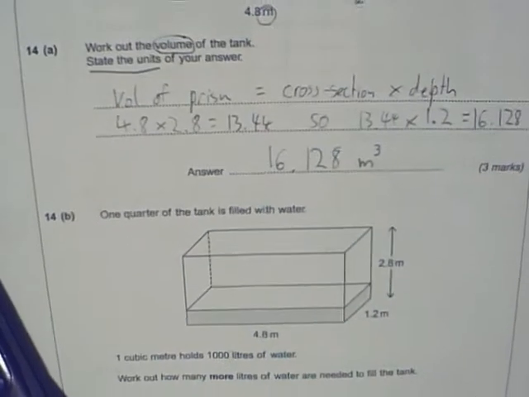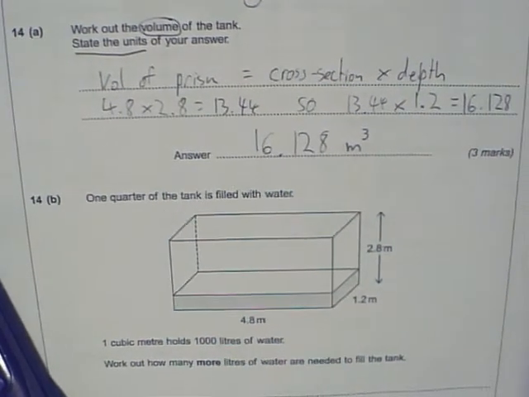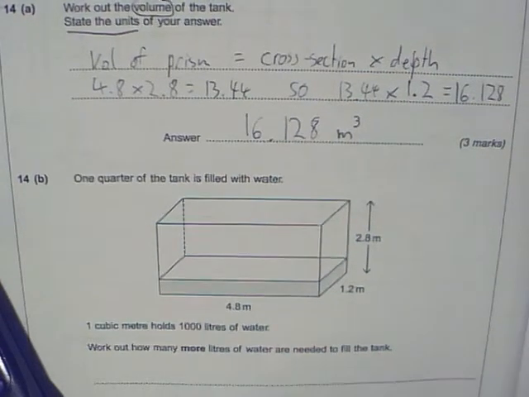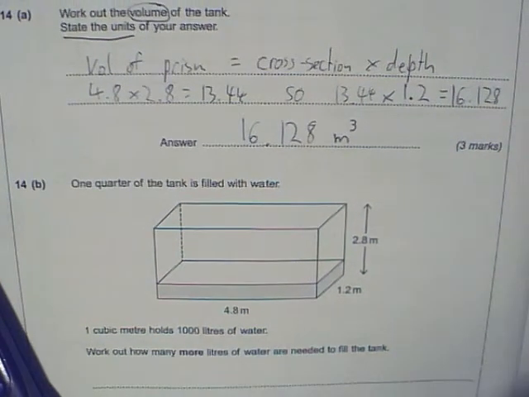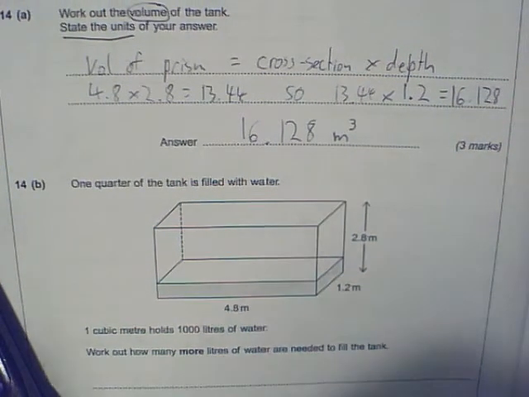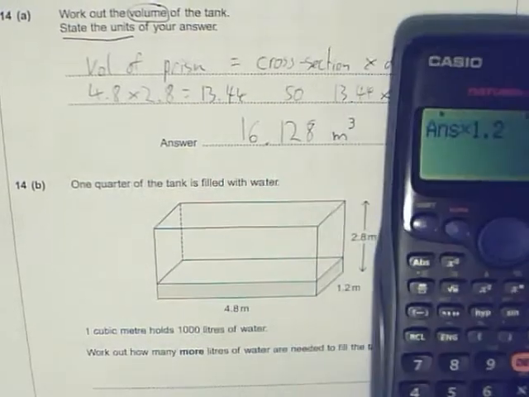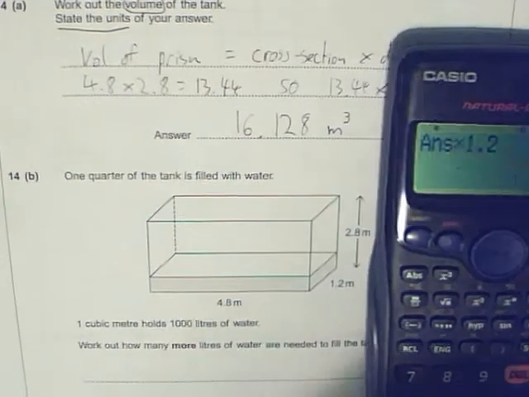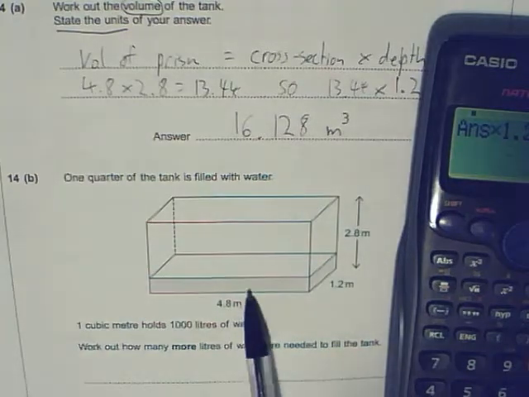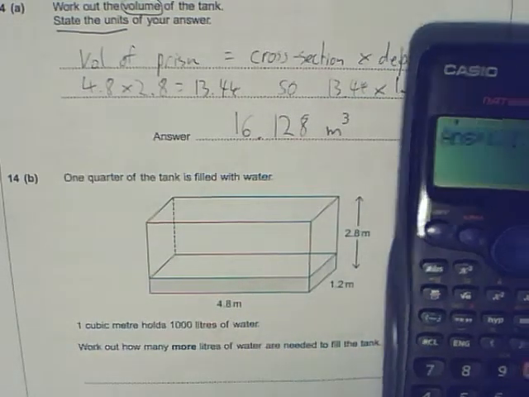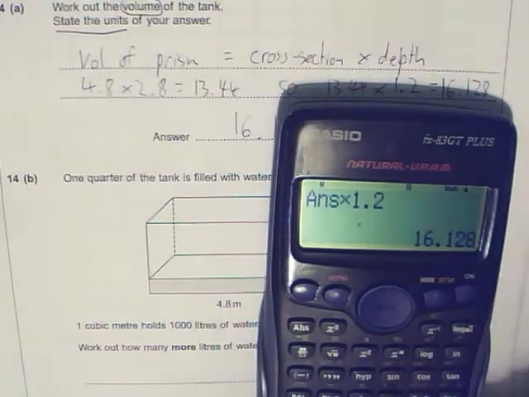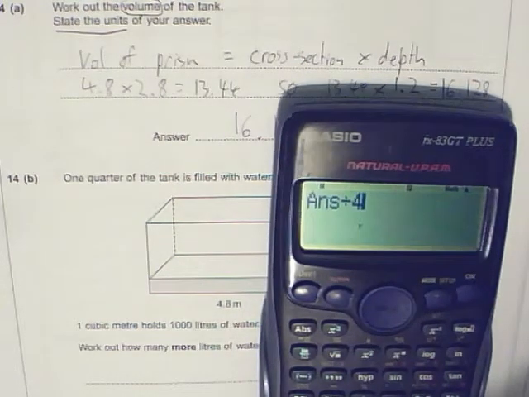Okay, let's have a look at 14 part B. A quarter of the tank is filled with water. Okay, how do I work out a quarter? I know my whole tank is 16.128 meters cubed. So how do I work out a quarter of that? Well, I could just divide by 4. So I'm going to do my 16.128 divided by 4.